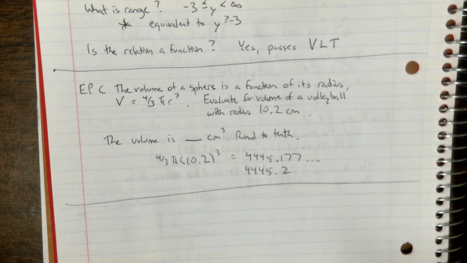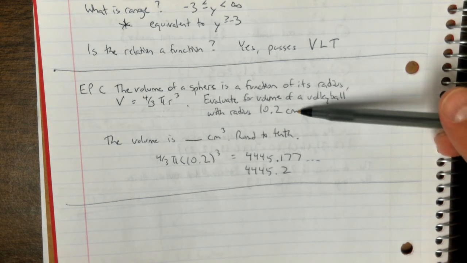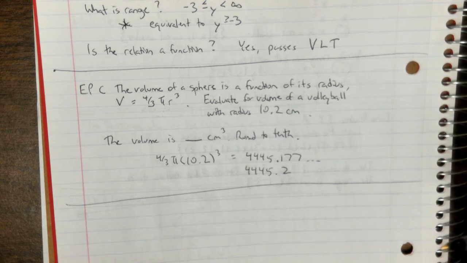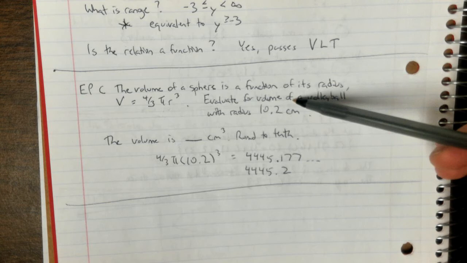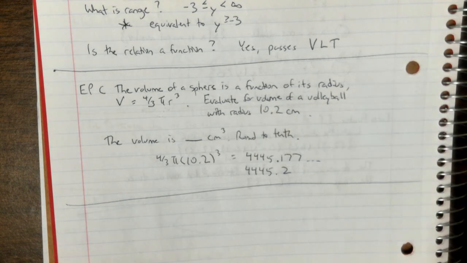And the other thing to pay attention to is the radius was a distance, so that's in centimeters. And the volume has to be in cubic centimeters then. So if this is centimeters for a length, then the volume would be in cubic centimeters.